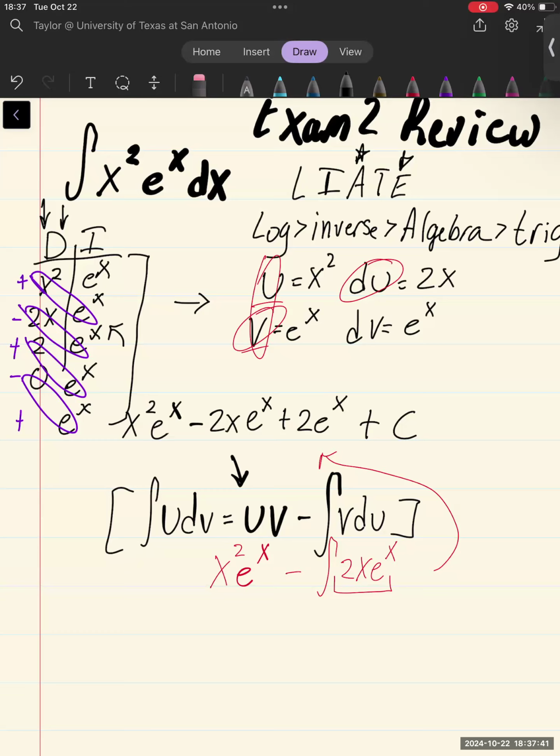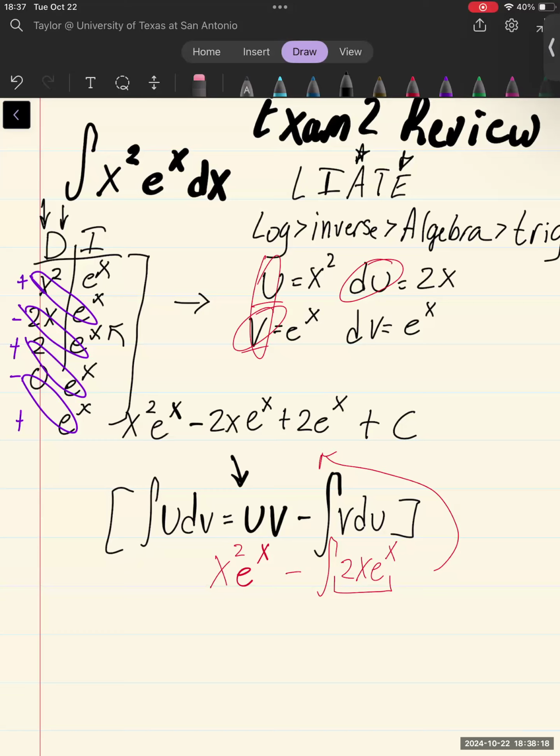Versus in this example, if I were to do this again, I would get some expression 2x e to the x minus the integral of some new expression, which then that integral would end up being 2 e to the x. And so you see we get to the same result where we multiply our functions here. The only difference is it's more steps here to get to our final answer.